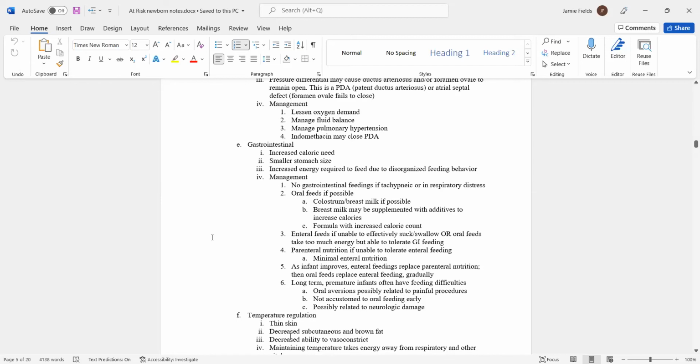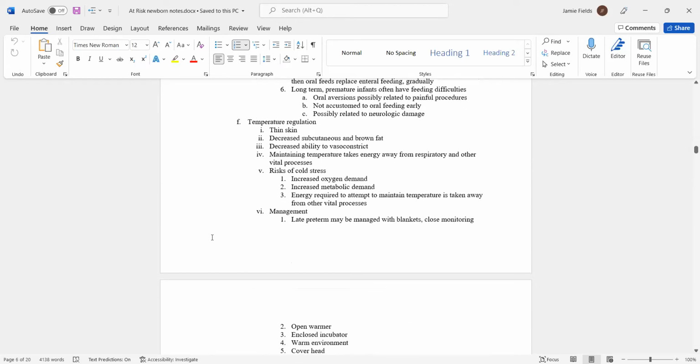Temperature regulation. How does prematurity affect temperature regulation? They don't have brown fat yet. They have thin skin. Okay. Why are they cold? They lose heat easily. What else? Takes energy to maintain temperature. Don't forget that subcutaneous fat. There you go. Subcutaneous fat is insulation.